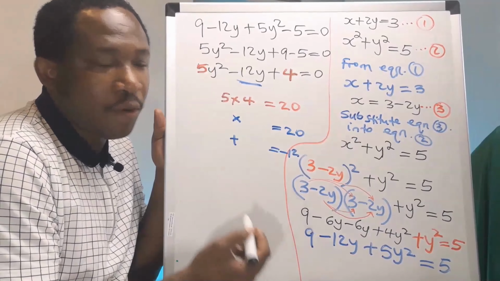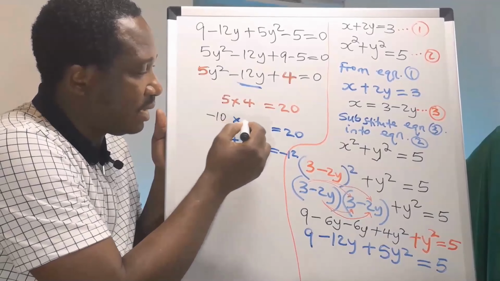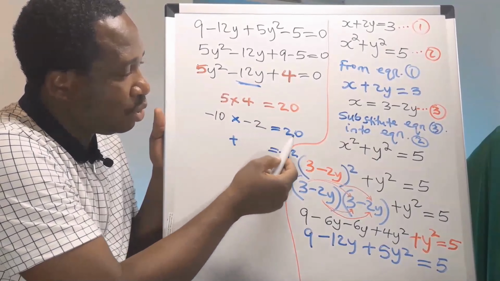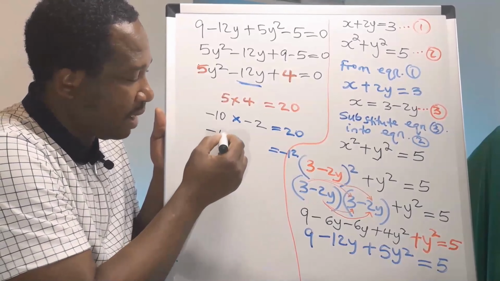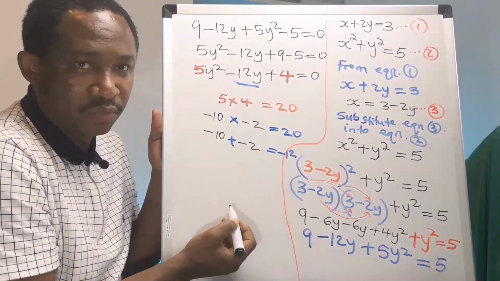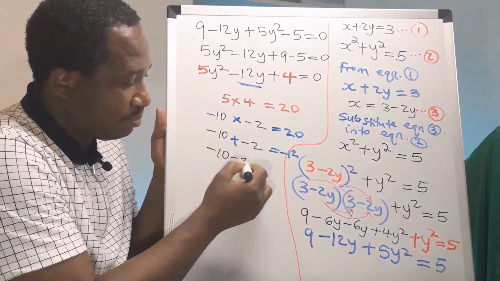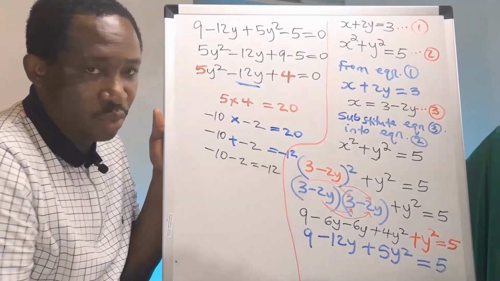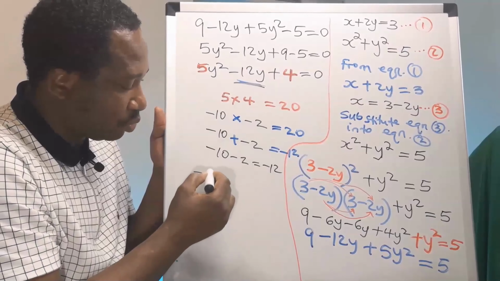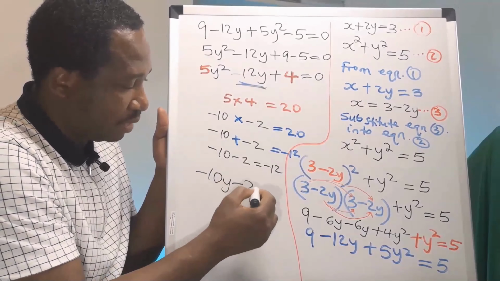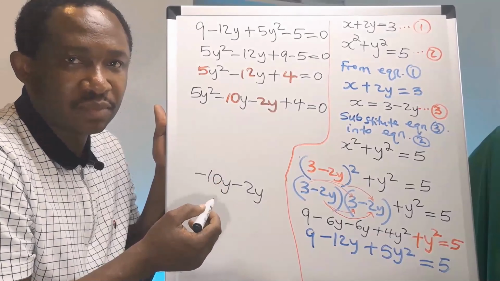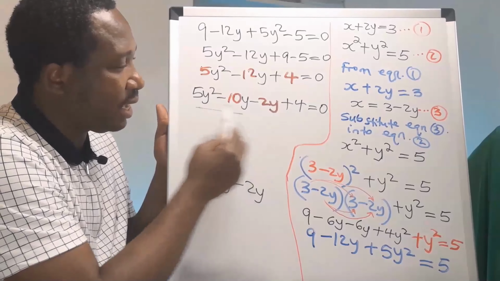The two numbers are minus 10 and minus 2. Minus 10 multiplied by minus 2 will give you 20, and minus 10 plus minus 2 will give you minus 12. That is, minus 10 minus 2 is minus 12. Hence, instead of minus 12y, I will replace it with minus 10y minus 2y. Now, this is our new equation. Next, I will take it in pairs.